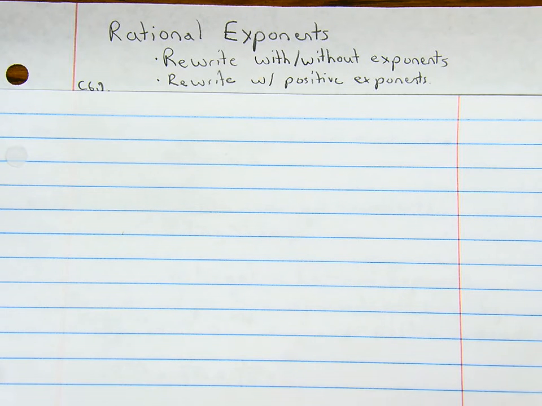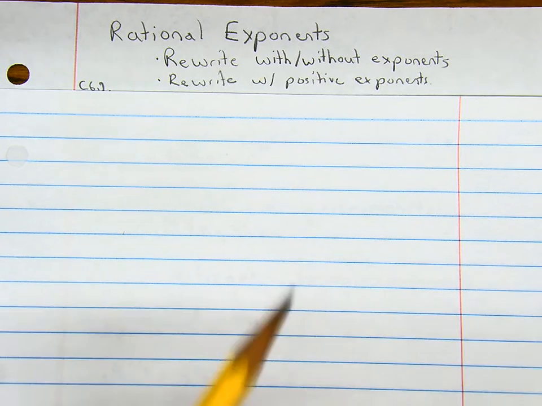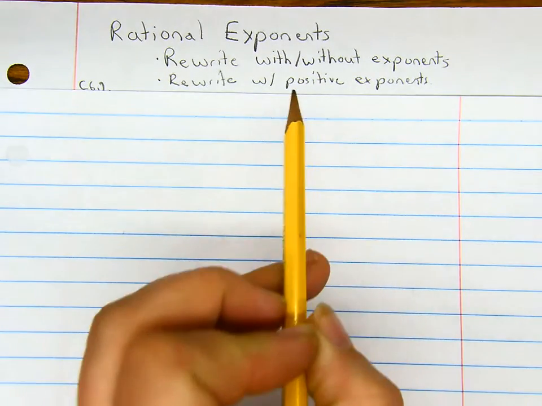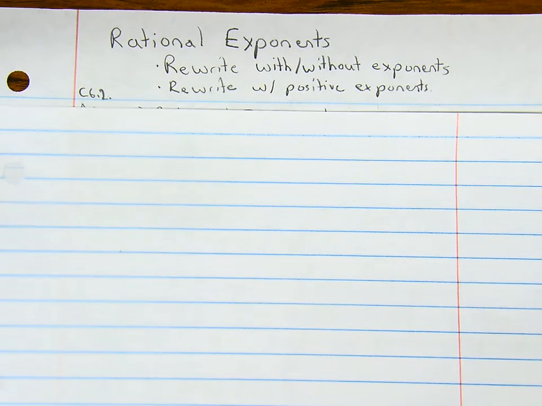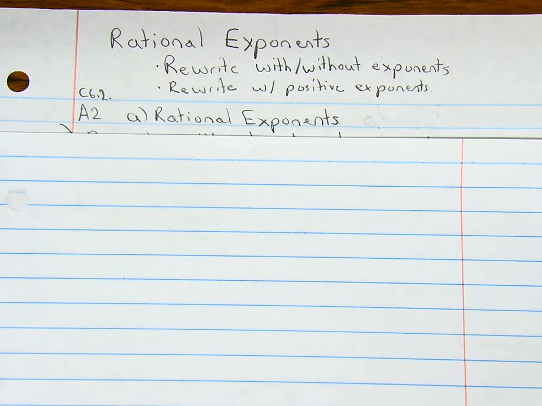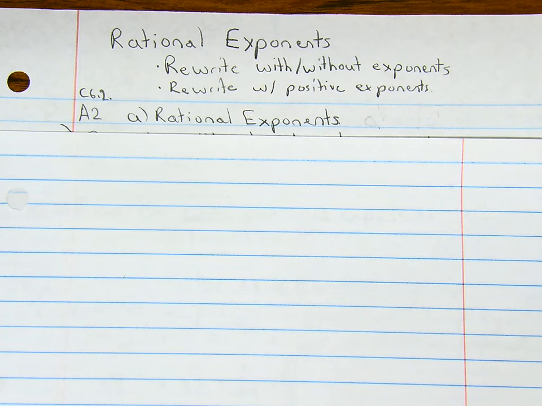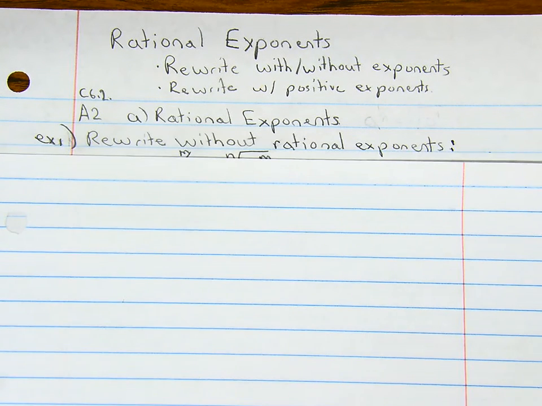All right, so in this video, we're going to be looking at rational exponents, but we're going to be looking at the rewrite of it. So we're going to rewrite them with or without exponents and rewriting them with positive exponents. So we want to start off by saying, okay, we are acknowledging that we're working on rational exponents.